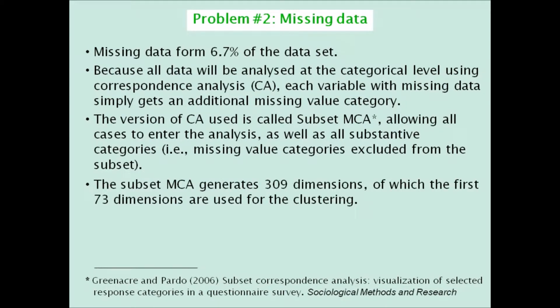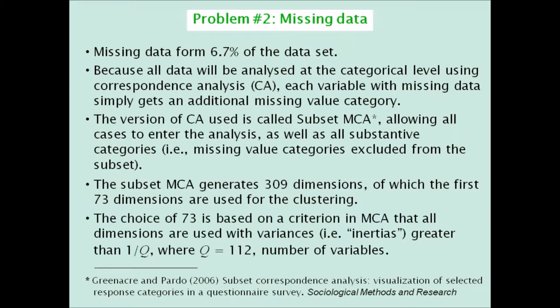The subset MCA generates 309 dimensions, of which the first 73 are used for the clustering. The choice of 73 is based on what's presently a heuristic for MCA, but which I have conjectured is the totality of interesting dimensions. The rule is to use those dimensions for which the corresponding variances are greater than 1 divided by the number of questions. In this case, this gives 73 dimensions.